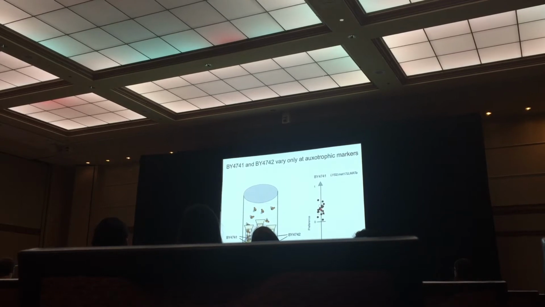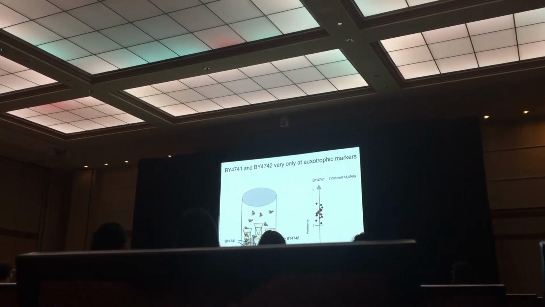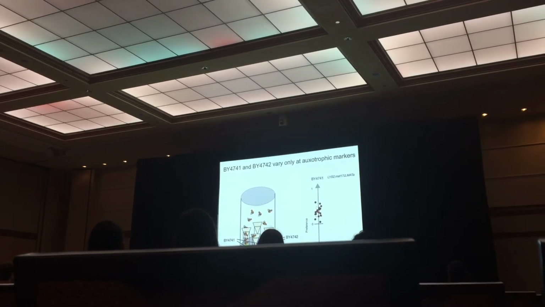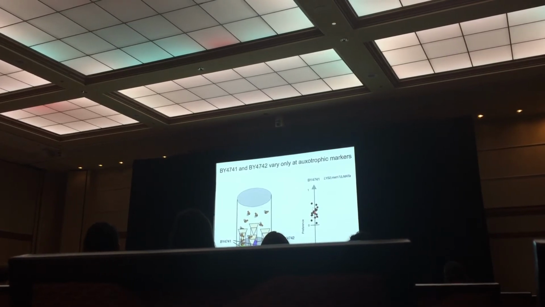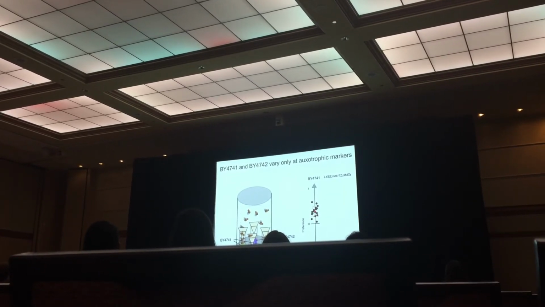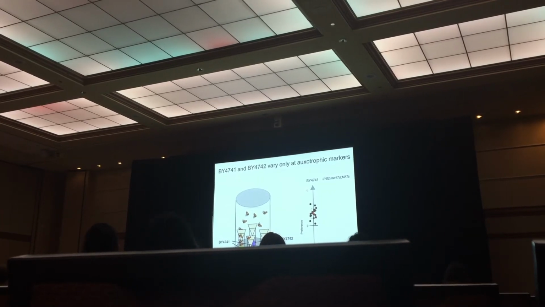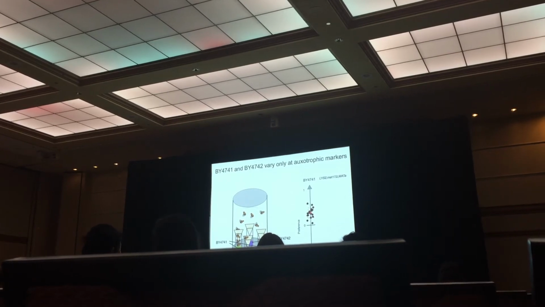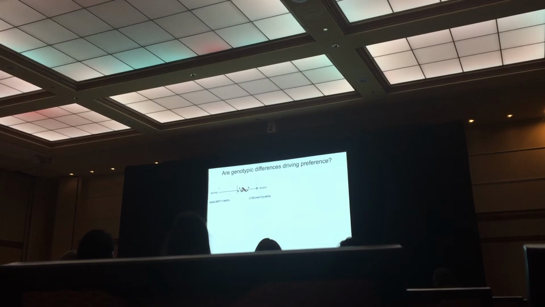BY4741 is a methionine auxotroph and has a gene deletion in the methionine biosynthesis pathway. And BY4742 is a lysine auxotroph and has a gene deletion in the lysine biosynthesis pathway. So here I had an example of a case where we saw a strong preference difference between these two strains, and they only varied at a discrete number of loci. For that reason, I was able to do a very classic yeast genetic experiment.